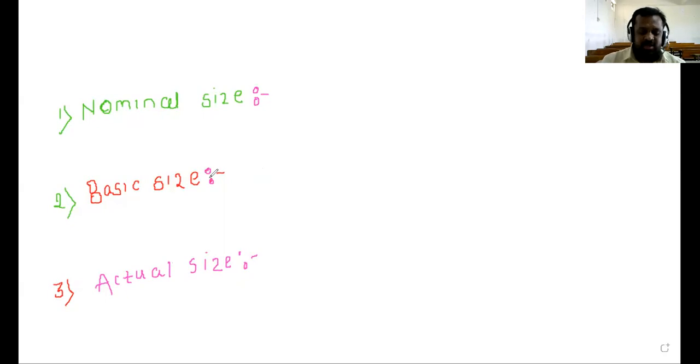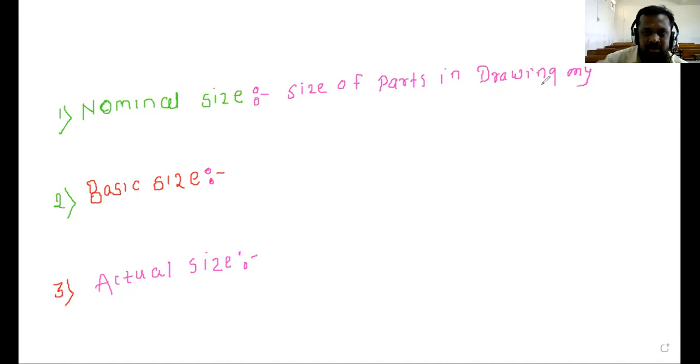Now see here, I will write down the definition. The nominal size is nothing but the size of part in the drawing only. Then what is meant by the basic size?